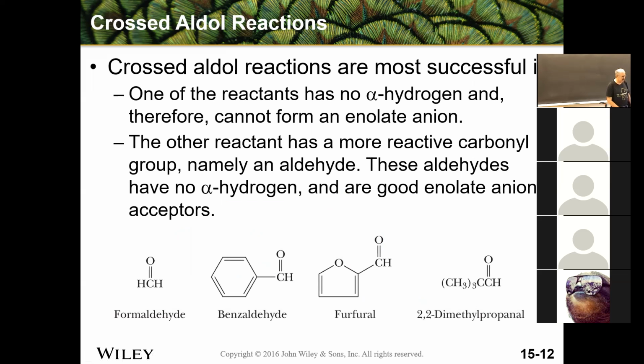Okay, these are some other good candidates for crossed aldol. None of these have an alpha hydrogen. We saw formaldehyde. Benzaldehyde would work. There's no alpha hydrogen here. There's furfural. Again, no hydrogen here. And then 2,2-dimethylpropanal. There's a tert-butyl group here, so there's no alpha hydrogen. The aldehyde hydrogen is not acidic at all.